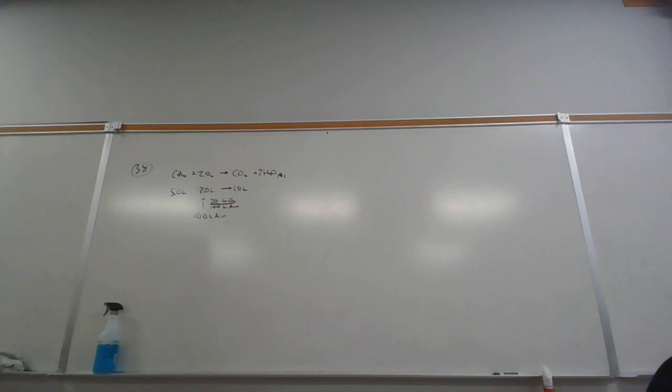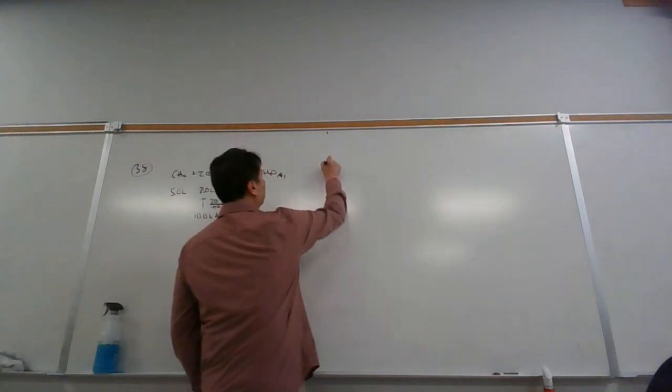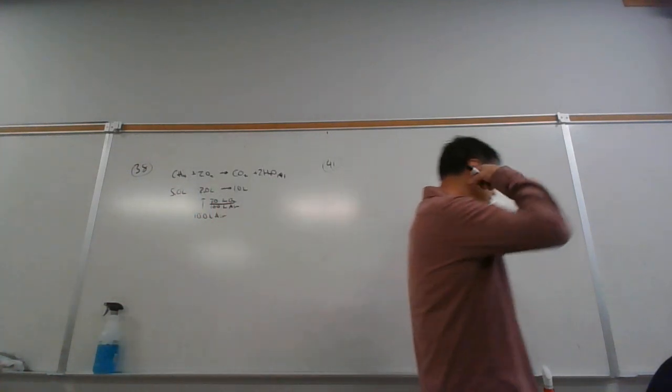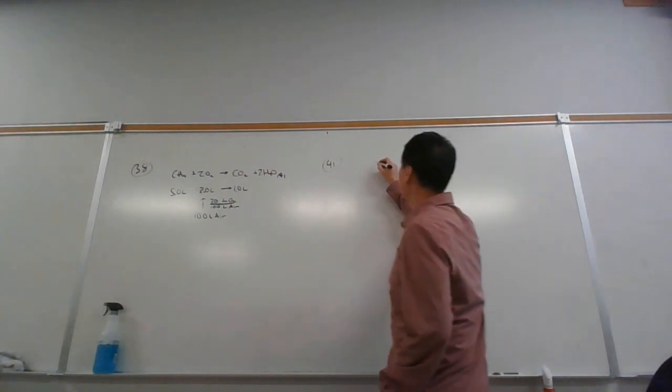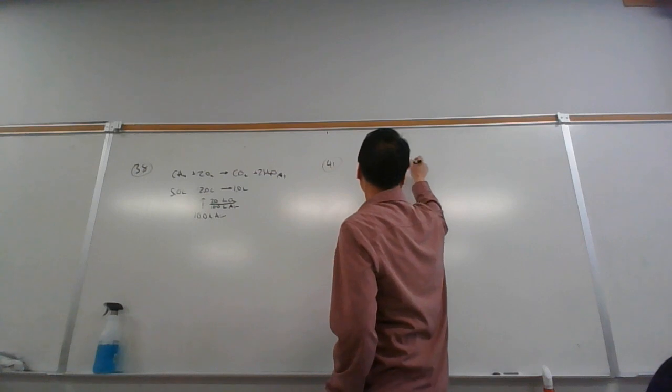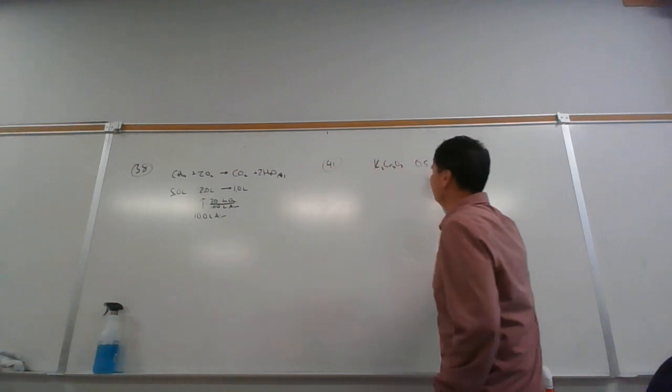Okay, was there another one? I think number 42 or 41, the one with the iron ore. Oh yeah, that one. That's another big one. This one, the concentration of the potassium dichromate solution. I had written it as 0.5.